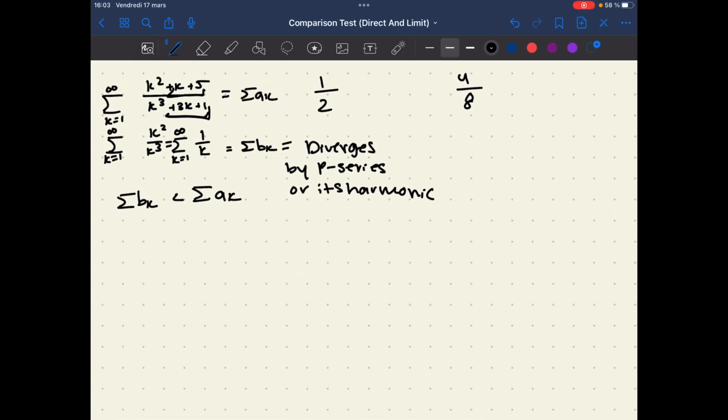So let's see, plus 2 plus 5, and then what is this? 6 and 1. Let me get my calculator. 4 plus 2 plus 5 equals 11, divided by 8 plus 6 plus 1. Oh, hold on, let me fix this. 8 plus 6 plus 1.